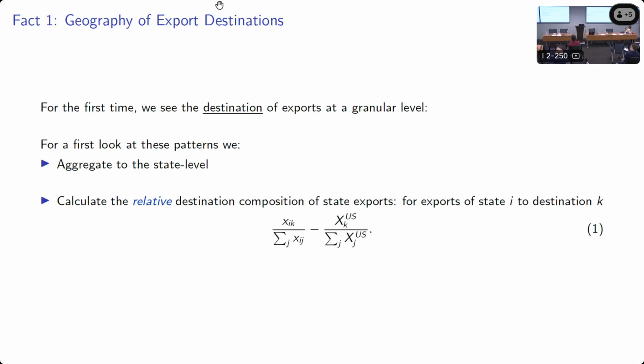We would like to do this in much more detail, but we battled and we failed in that battle. So what we're going to do is aggregate our data at the state level and calculate the relative destination composition of state exports to a particular destination compared to the US average. The way to interpret the math I'm going to show you is a particular state exporting relatively more or less to some destination as a share of its total exports.